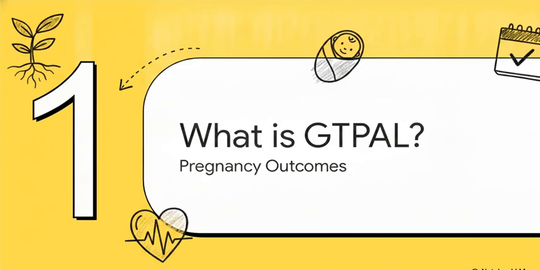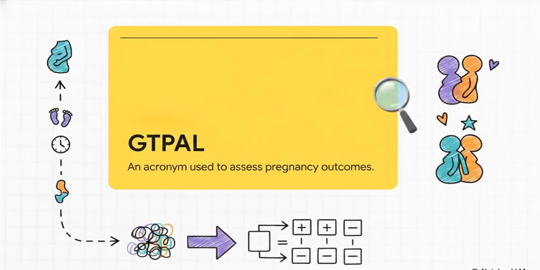Section 1. What is GTPAL? Basically, GTPAL is simply an acronym we use in the medical field to assess and track a patient's pregnancy outcomes. When you're sitting for your exams, you're going to see these big, complex patient scenarios. They'll throw a ton of info at you, telling you a woman is currently pregnant, she has a certain number of living children, they were born at specific weeks of gestation, maybe she has a history of miscarriages. You have to take that whole giant paragraph of information, dissect it, and organize it right into this 5-letter formula so you can nail the correct multiple choice option. It's really all about organization.